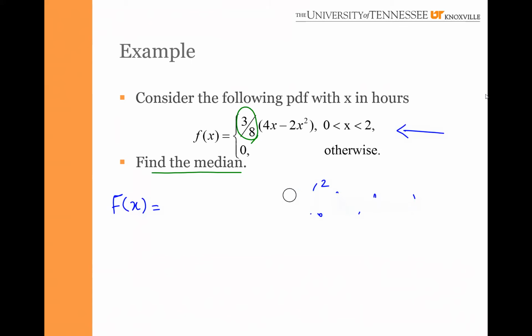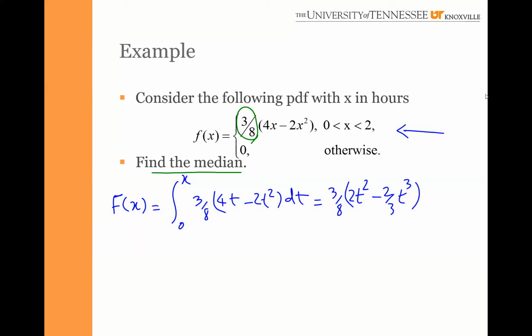Okay, so let's do that. Let's integrate this. Do you prefer to find F or R? It doesn't matter. So I'm going to integrate this from 0 to x of, let's say, f(t) dt. So 3/8 times (4t minus 2t squared) dt. So this will be 3/8 times (2t squared minus 2/3 of t cubed), evaluated from 0 to x. So it will be 3/8 times (2x squared minus 2/3 of x cubed).